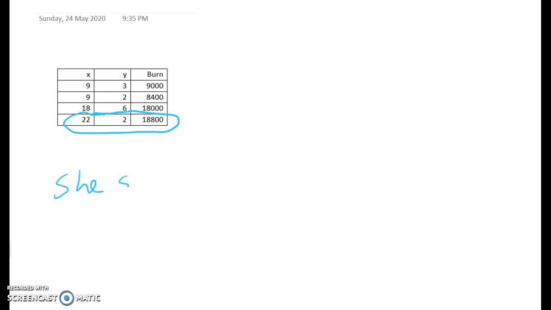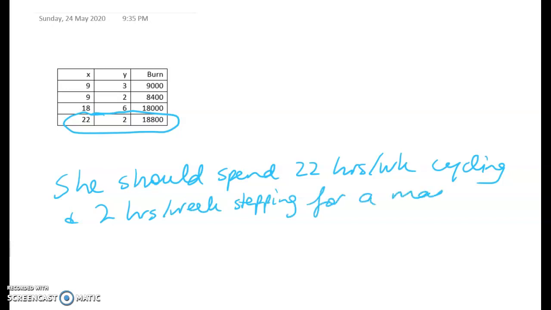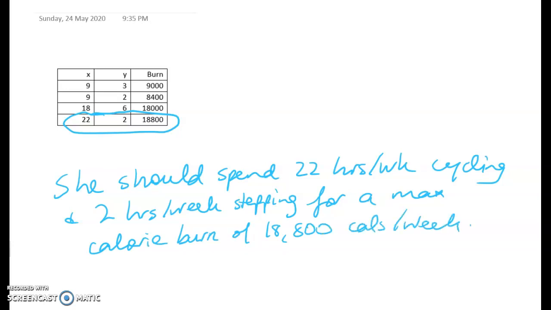So she should spend 22 hours per week cycling and 2 hours per week stepping for a maximum calorie burn of 18,800 calories per week, something like that.